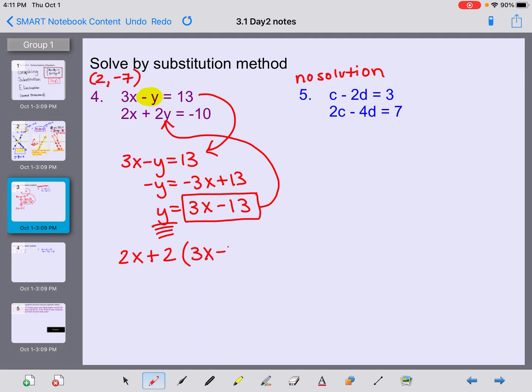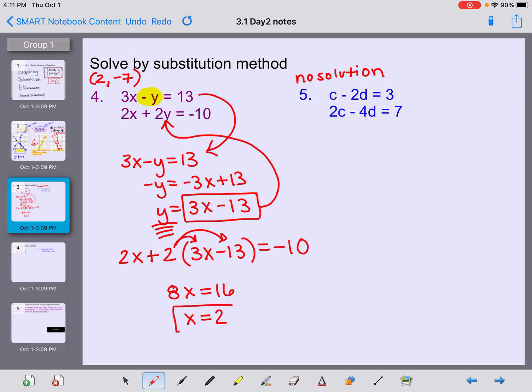I need to put parentheses because I'm going to distribute. And then from here, you can distribute, combine like terms, and solve. I'm going to just show minimal work here, skip some steps. I get x equals 2. That's part of my final answer, 2 comma something.